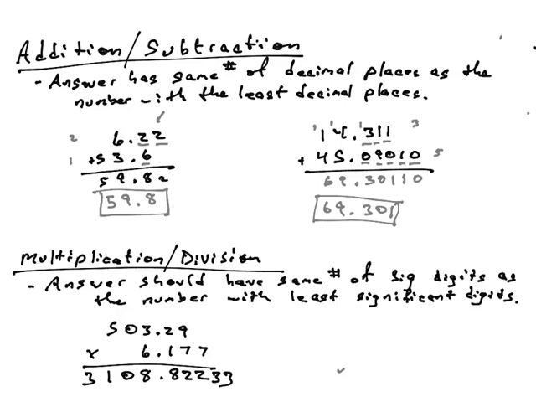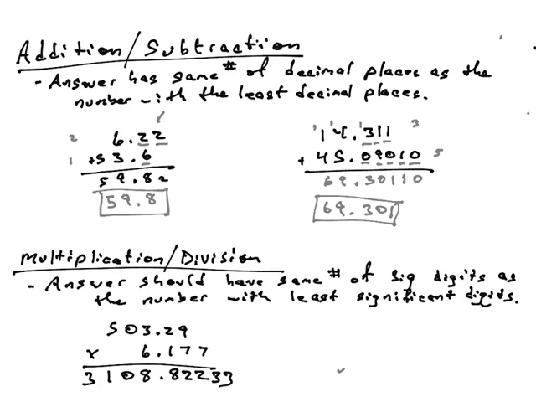However, because we need to worry about significant digits, I have to round this answer. But how many places do I round the answer to? Well, it's not like addition and subtraction. I don't look at how many decimal places. For instance, this first guy has 2 decimal places, the second guy has 3, so I don't round it to 2 decimal places. Instead, what I do is I look at how many significant figures each number has.